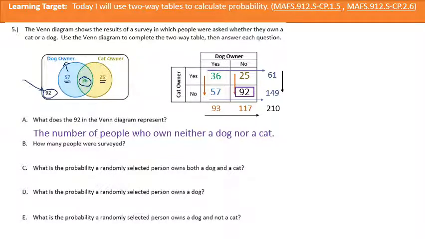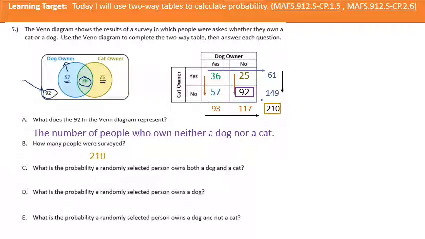B, how many people were surveyed? Well, look, we already did that. Look at our work. Where did we find that number? How many people total are in this survey? 210. Bam, done.